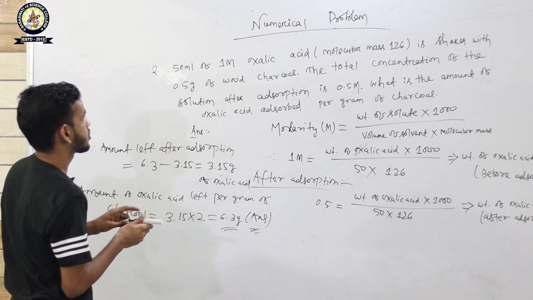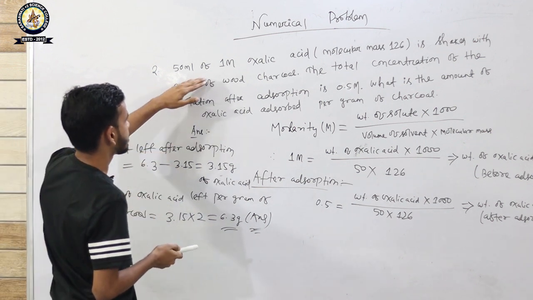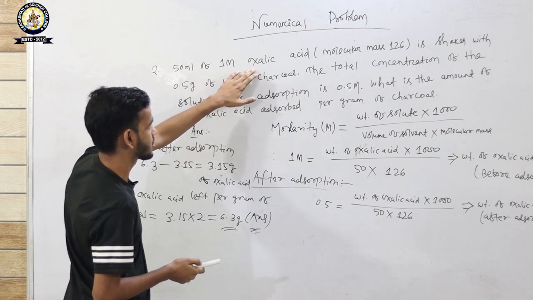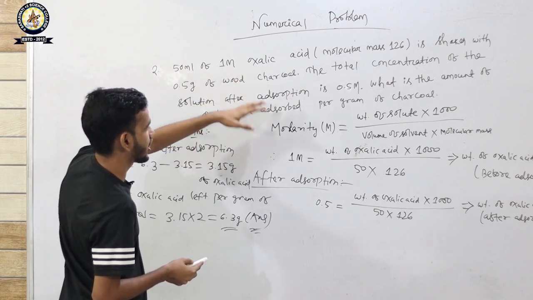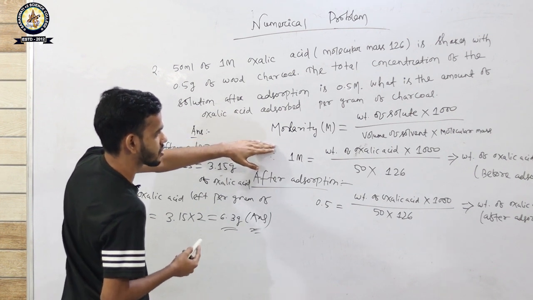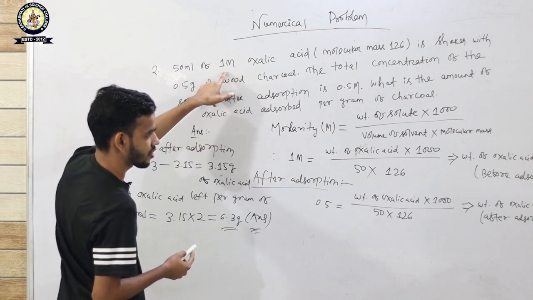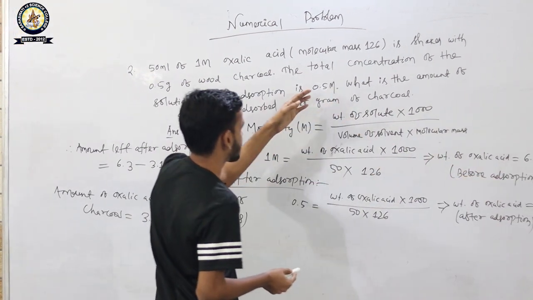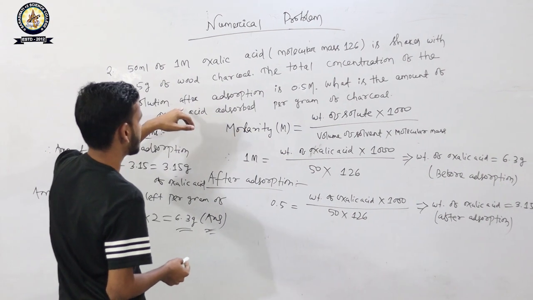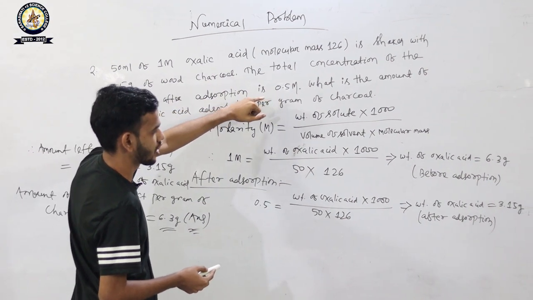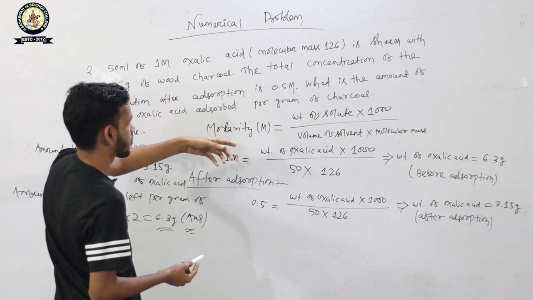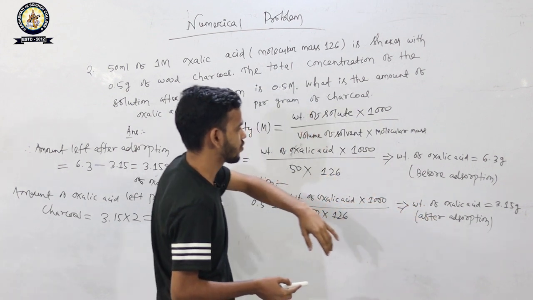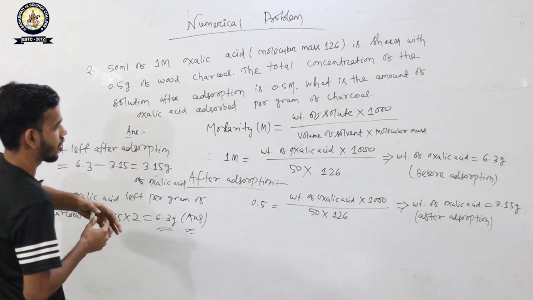So here, dear students, see, initially the concentration, the volume, as well as the molecular mass of this oxalic acid are given. From that we have calculated the weight of this oxalic acid in the given concentration, and we found that it is actually 6.3 gram. Later, after this adsorption process, the solution concentration is reduced to 0.5 molar. So in that, what is the weight of this oxalic acid? That also we have calculated, and that is actually 3.15 gram of this oxalic acid.